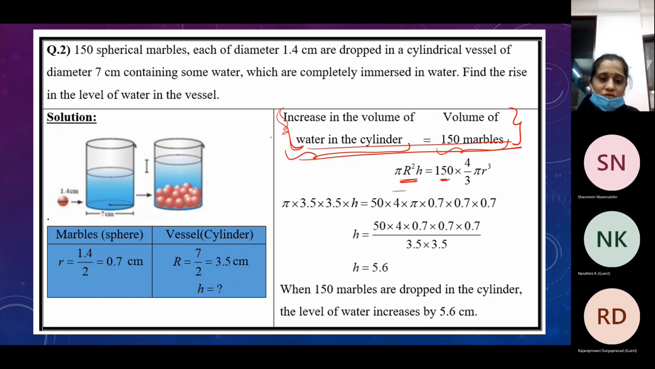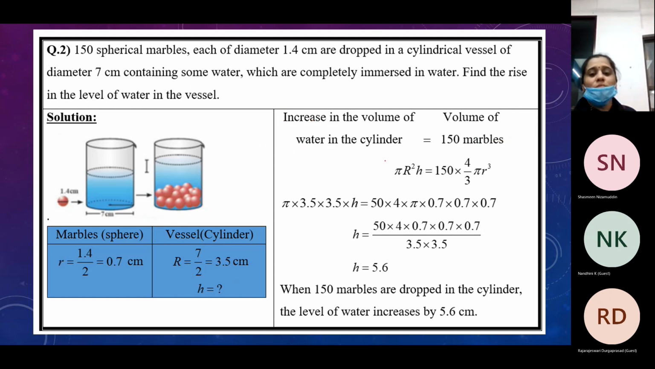Once you write this, you should first write it in words. Whatever you've understood, write it in words first. Write it in words and then use the formula and convert it to a mathematical equation like this. Substitute the values and find the value of h. So this portion alone, that increase, this one is 5.6. So the increase in height is 5.6.